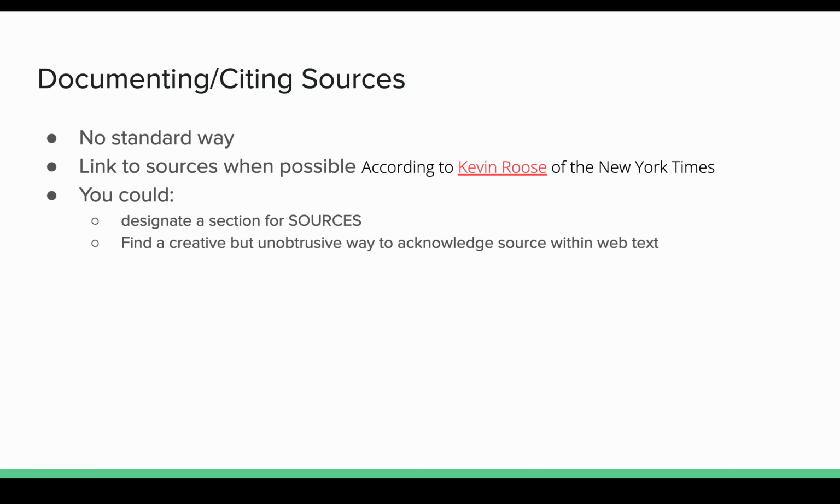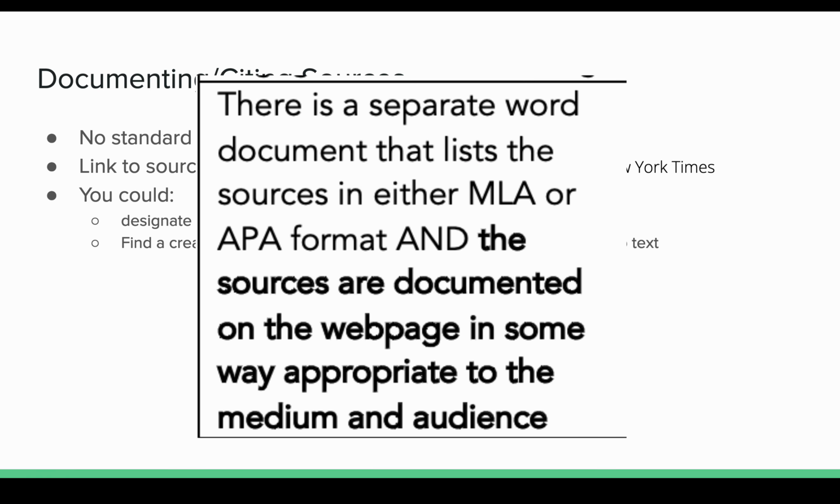There are other ways you can creatively design the online web page so that you give credit to your sources without overwhelming or disturbing the reader. For Project 3, you must create a Word document that lists the sources in either MLA or APA format. You will turn that in along with the link to your final web page. However, you must also find a way to document your sources within your web page. You get to choose how you'd like to give credit in a way that works with your design and with your content.